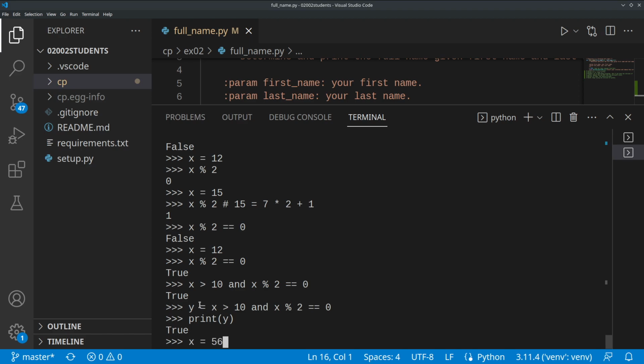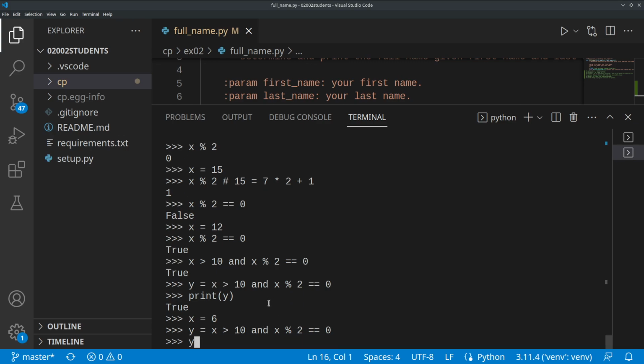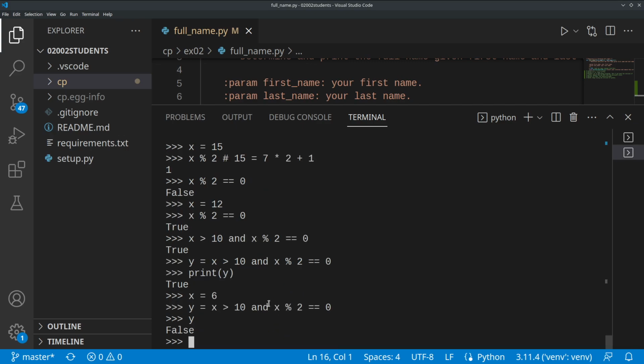And we can check that this works for other values. So let's say x is equal to 6. What's going to happen? Well, if x is equal to 6, this is going to be false, and x modulo 2 equal to 0 is going to be true. So it's going to have the form of false and true, and that's going to be evaluated to false, because with the AND operator, both have to be true at the same time. So we can just check that, and that is indeed false.